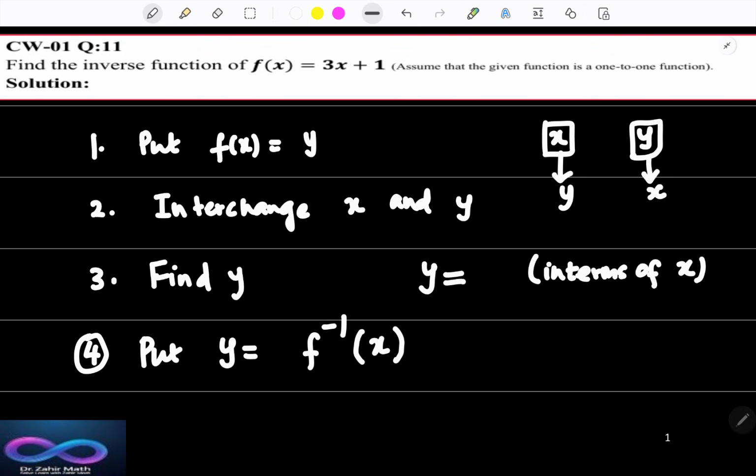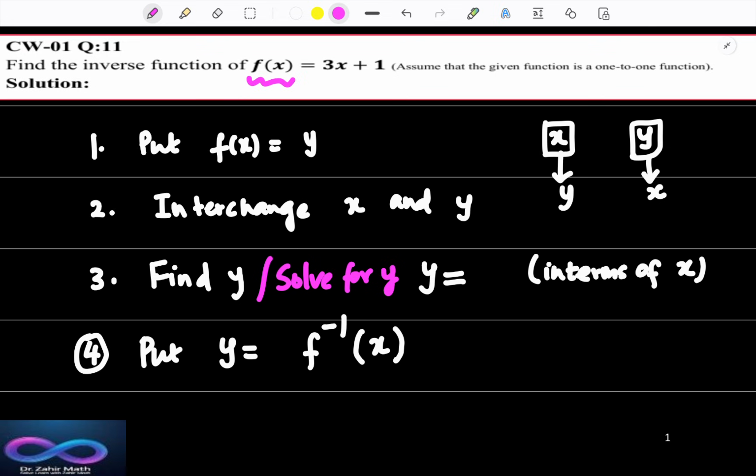Once again, repeat. First step is put f of x equals y. Then interchange x and y. Then find y, or you can say solve for y. Either find y or solve for y. And then finally you put y equal to f inverse x.